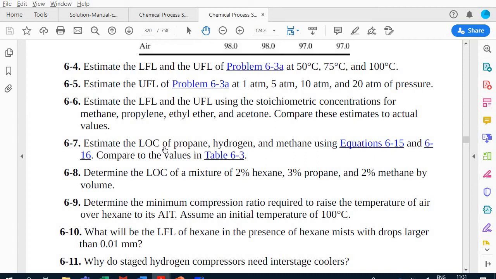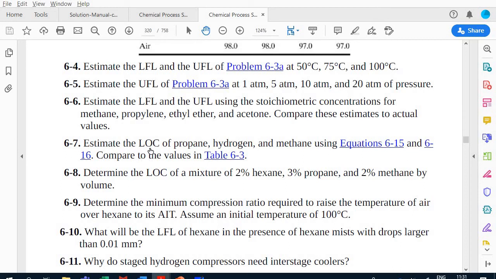So what do we have here? We want to train ourselves now with something different. Estimate the LOC of propane, hydrogen, and methane using equations 6.15 and 6.16. Of course, the book is very kind to you, telling you which equations to use. When we give you assignments or in the exam, I will not mention the equations. You need to do your homework, study, and know which equations to use. In real life, no one is going to tell you which equations to use, right? This is part of the training for you to learn.